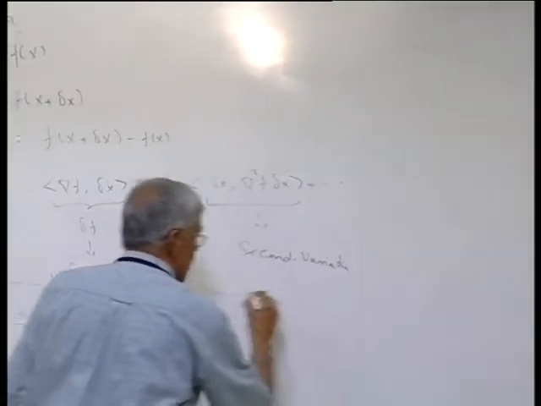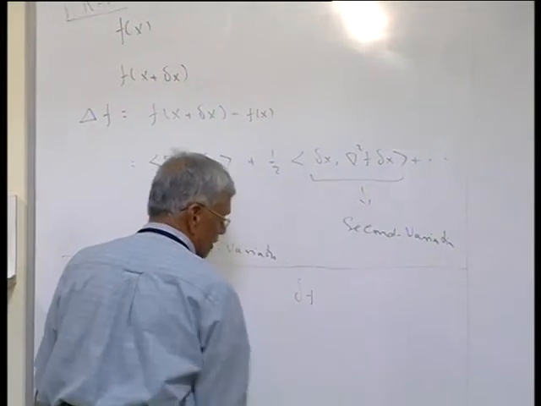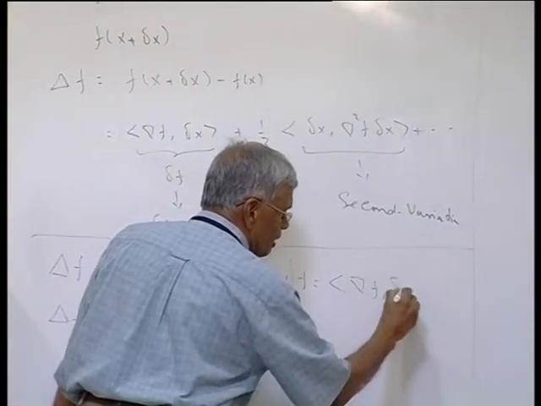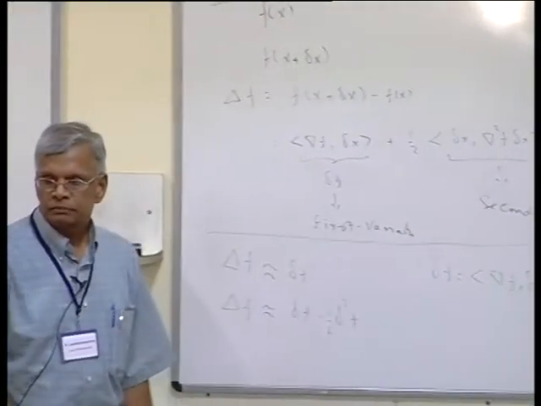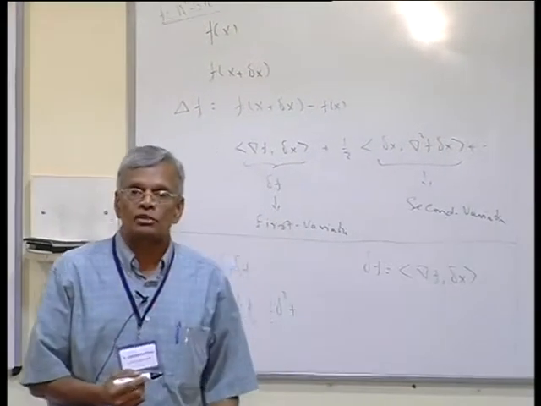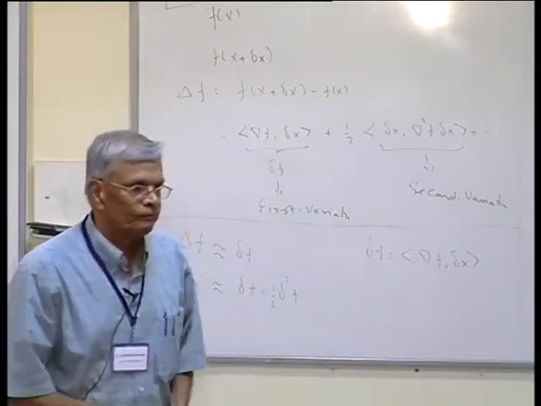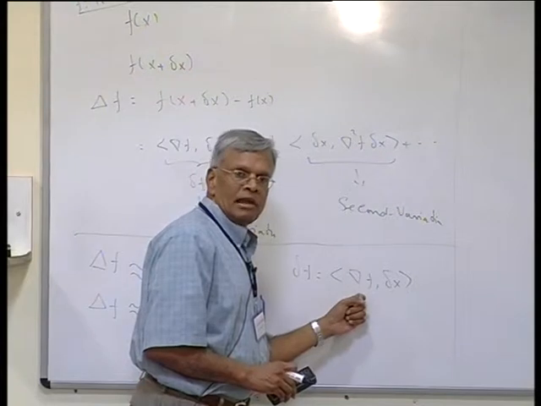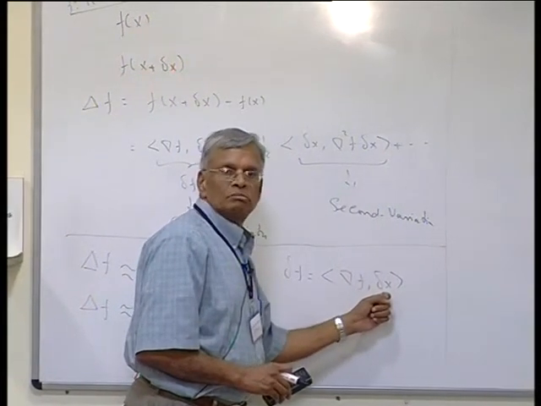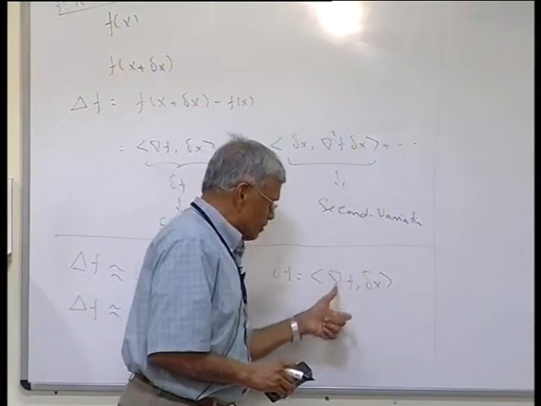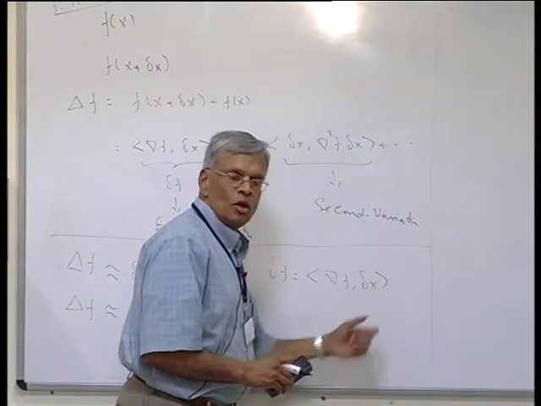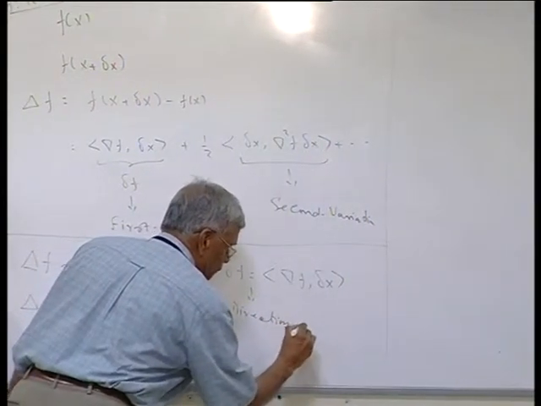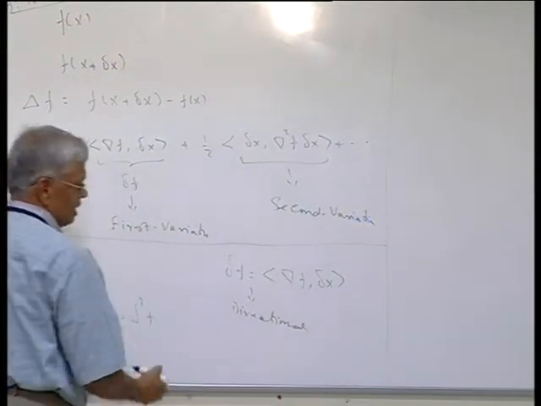But before we go further, I would like to get the formula. The first variation in f is given by the inner product of the gradient of f with the perturbation in x. This is also known in multivariate calculus as the directional derivative. This is the inner product of the gradient with the direction delta x. Delta x is the unit vector. It is simply a projection of the gradient in the direction delta x. So this is the directional derivative, the first variation, and so on.